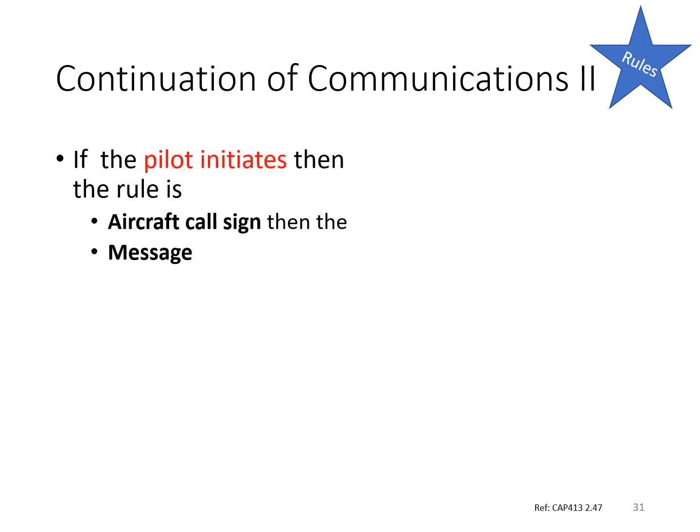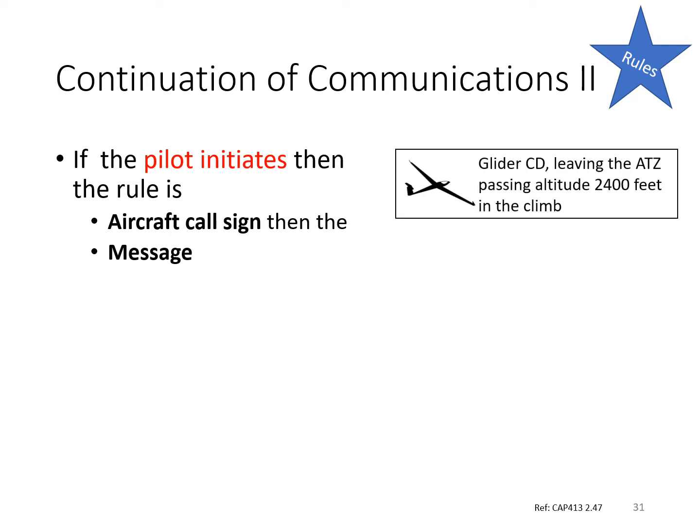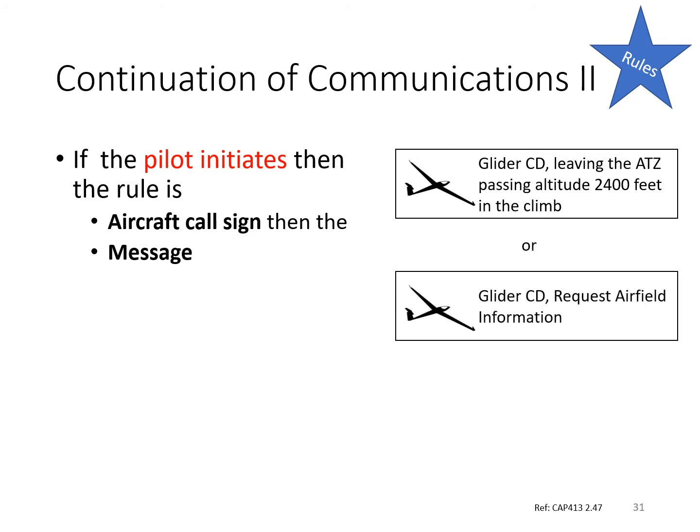But if we initiate the message, and assuming we're not using their call sign, our call sign is at the front of the message. Glider Charlie Delta, leaving the ATZ, passing altitude 2,400 feet in the climb. Glider Charlie Delta, request airfield information.